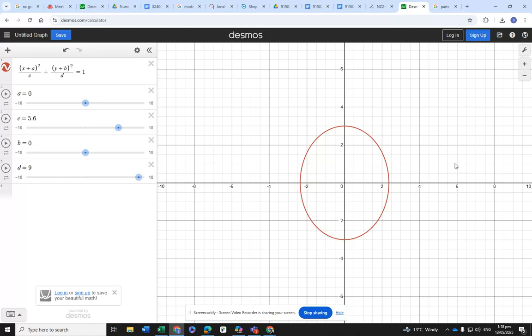Right, so have a play with the ellipses and have a try of that formula. We'll try a few examples in the write-up.